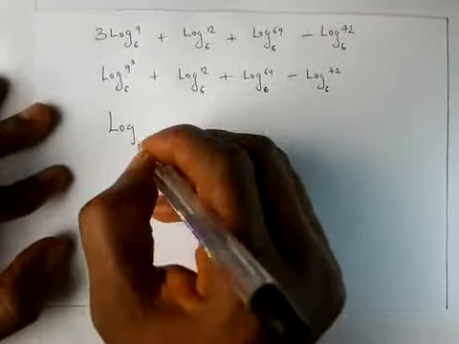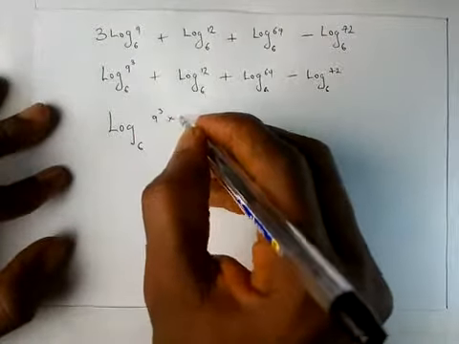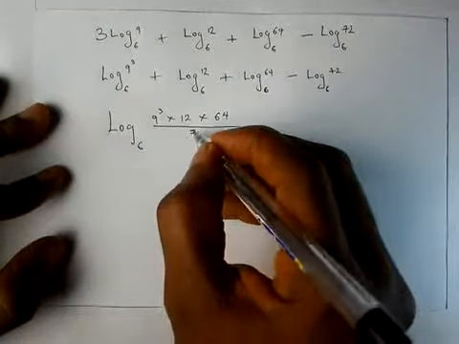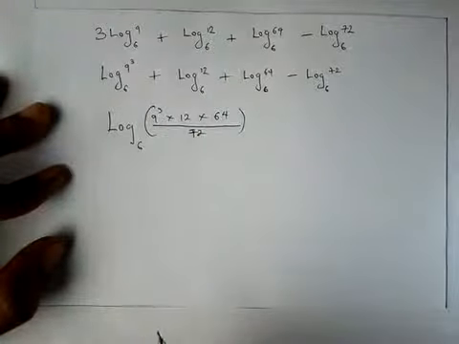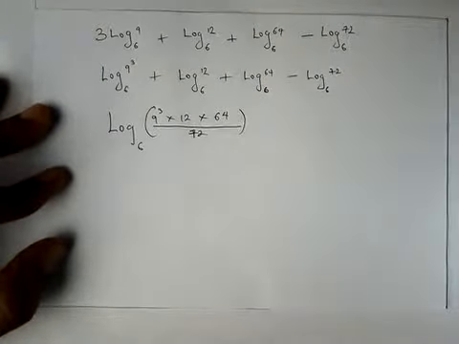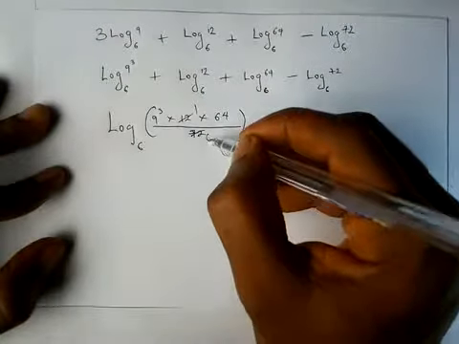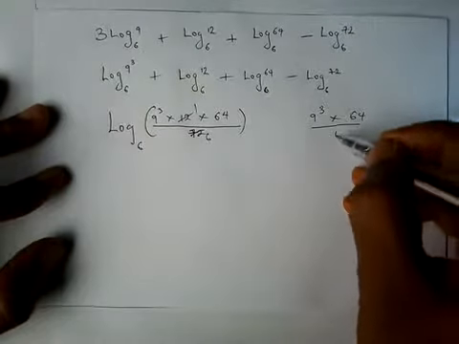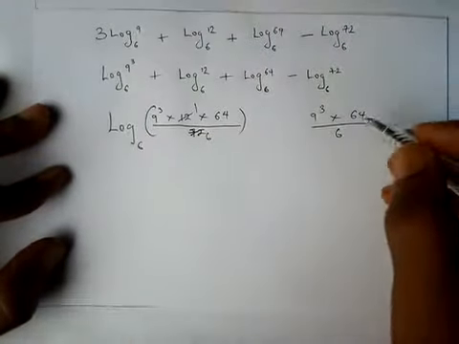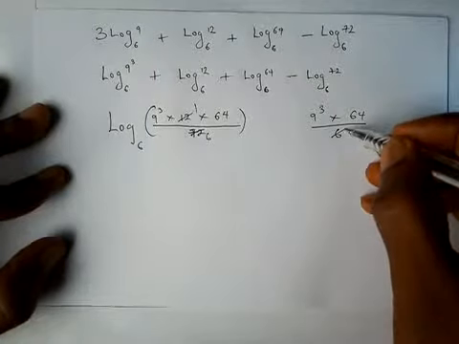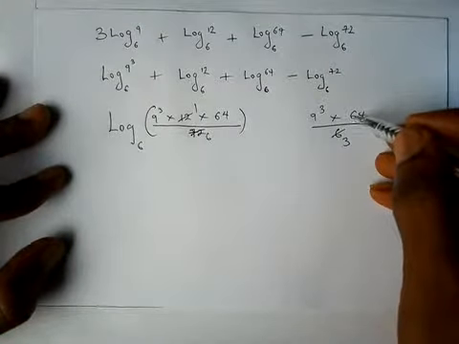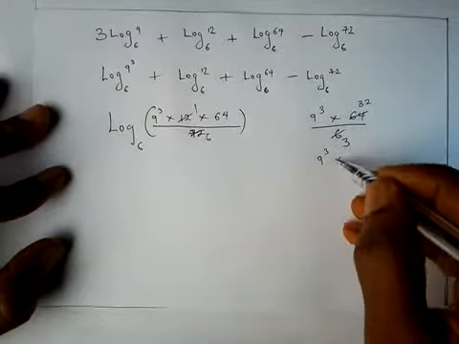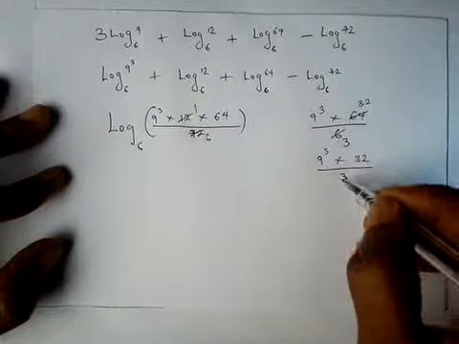So if I take one log to base 6, it is 9 raised to power 3 times 12 times 64 divided by 72. Looking critically, 12 here is 1, 12 here is 6. So we have 9 raised to power 3 times 64 over 6. Let's simplify this by the side. 2 here is 3, and 2 here is 32. So it's 9 raised to power 3 times 32 over 3.